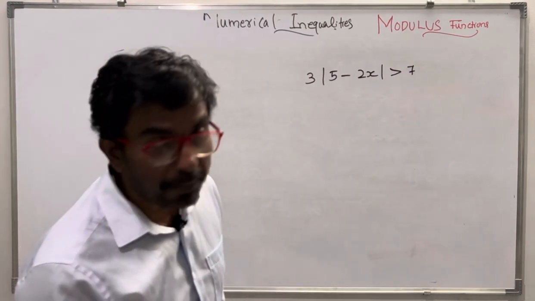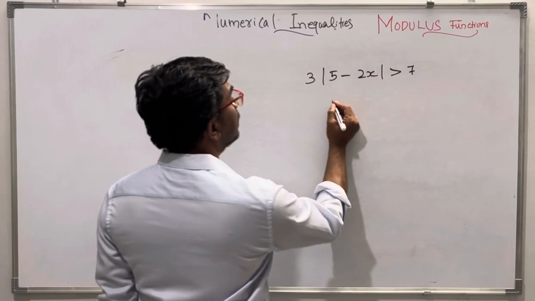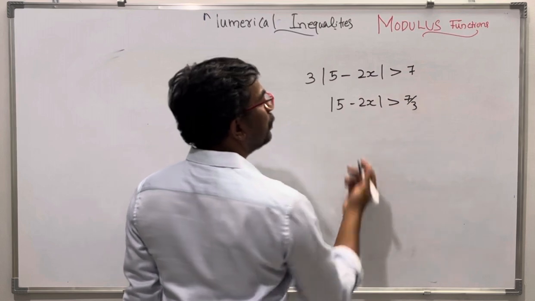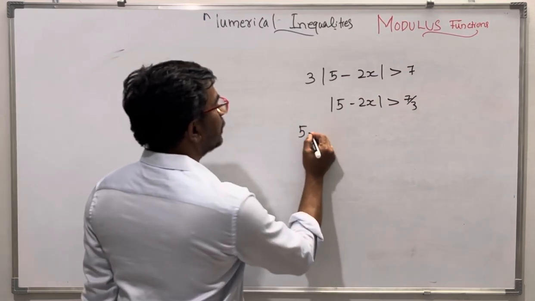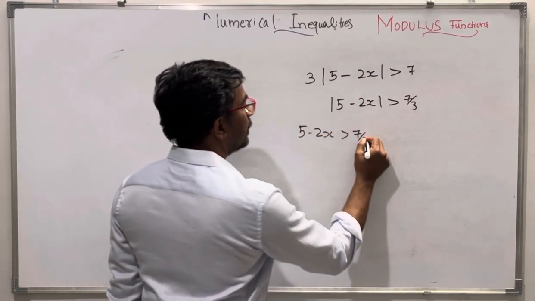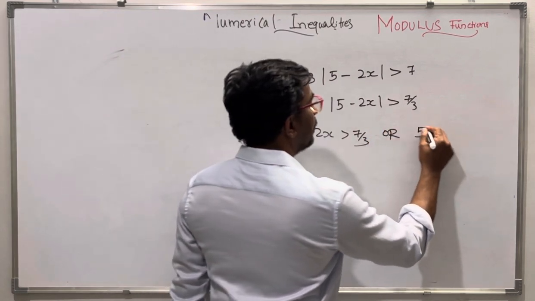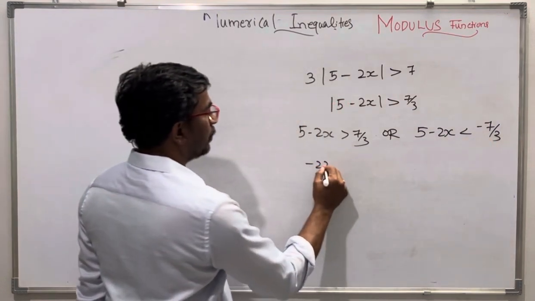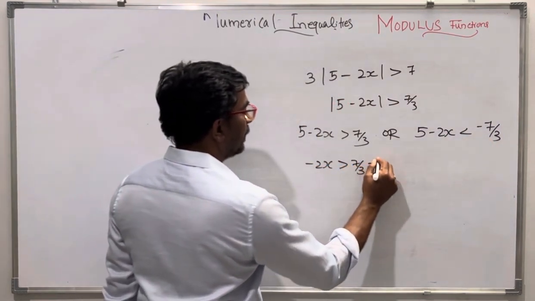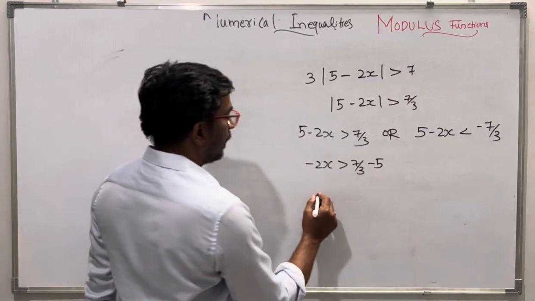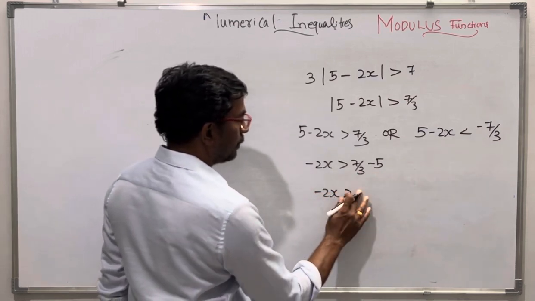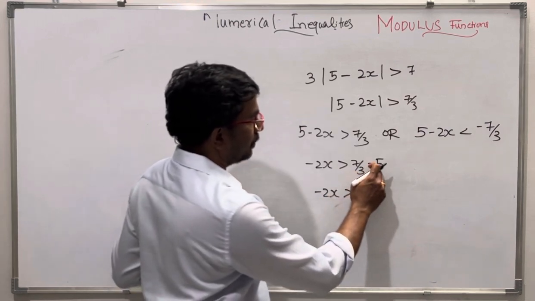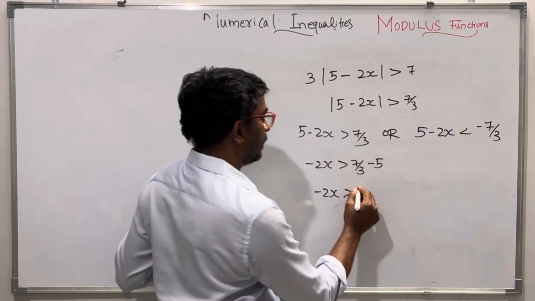This is that second type. So first thing, divide this on the other side: mod 5 minus 2x greater than 7 by 3. Then do as usual. So you can write 5 minus 2x greater than 7 by 3 or 5 minus 2x less than minus 7 by 3. If you solve this, minus 2x greater than 7 by 3 minus 5, then this will be minus 2x greater than, 7 minus 15, minus 8 by 3.